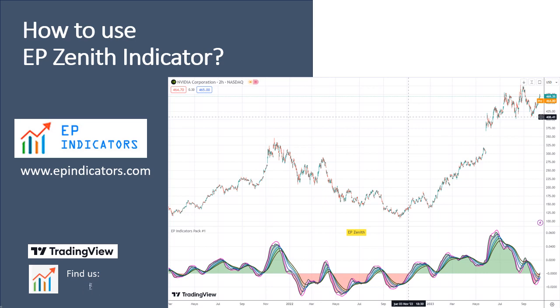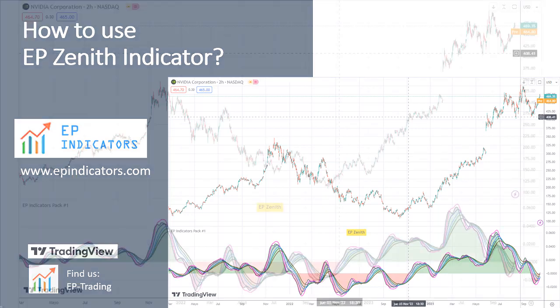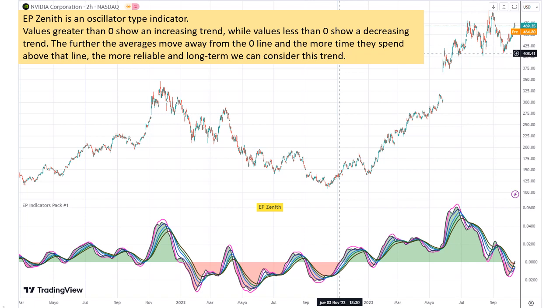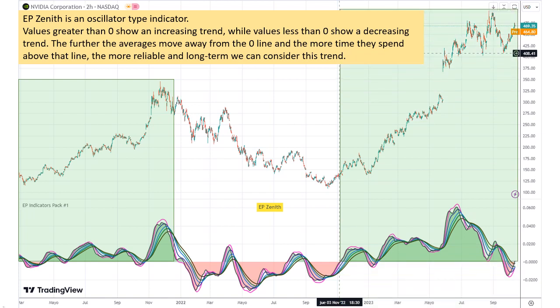How to use EP Zenith indicator. EP Zenith is an oscillator type indicator. Values greater than 0 show an increasing trend, while values less than 0 show a decreasing trend. The further the averages move away from the zero line and the more time they spend above that line, the more reliable and long-term we can consider this trend.